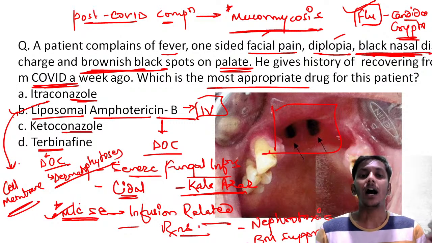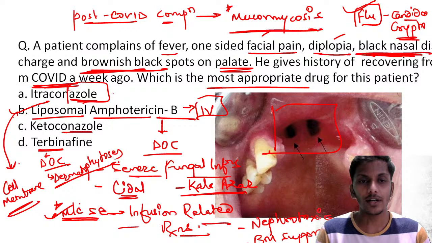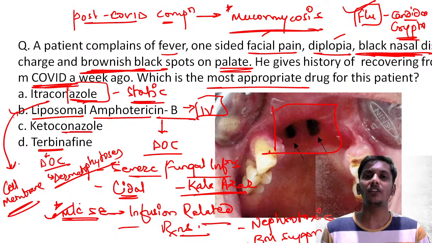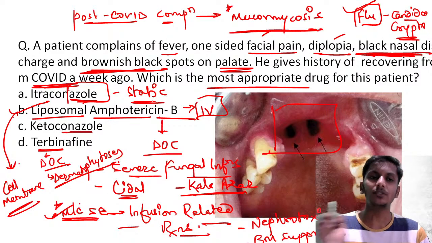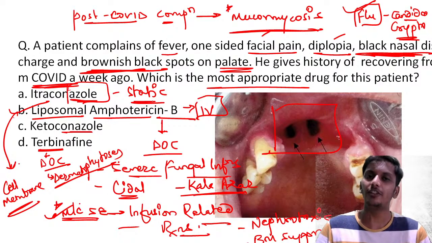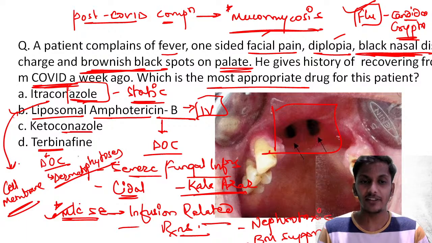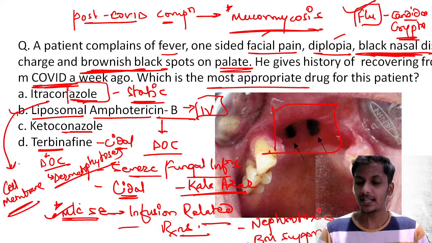One more point. Azole drugs जो होते हैं, azole drugs are fungistatic drugs. They just inhibit the growth of the fungus. They do not kill the fungi. Fungi is only and only killed by your liposomal amphotericin B. And also terbinafine. Terbinafine is also a cidal drug. So azole group of drugs are static drugs.